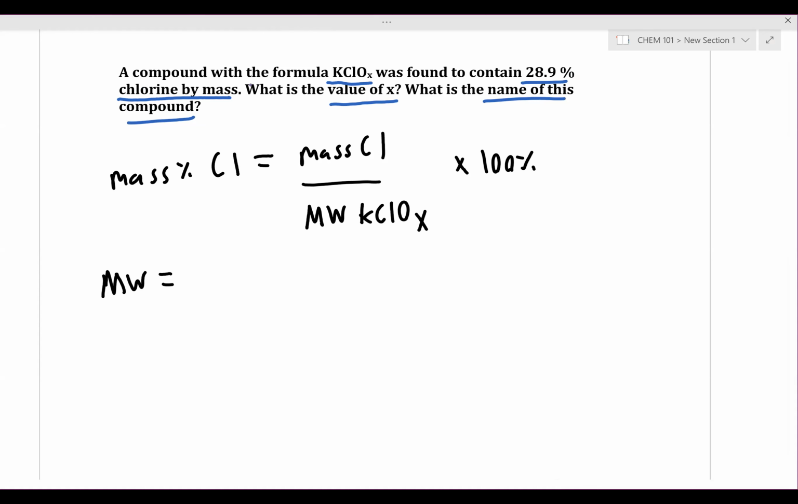So what's the mass of potassium? What was that? 39.9. So we have 39.9 grams per mole. Okay. And what's the mass of chlorine? Yep, 35.45. And what is the mass of oxygen?